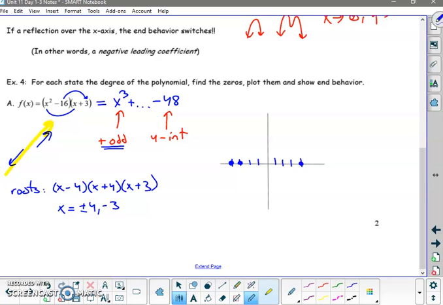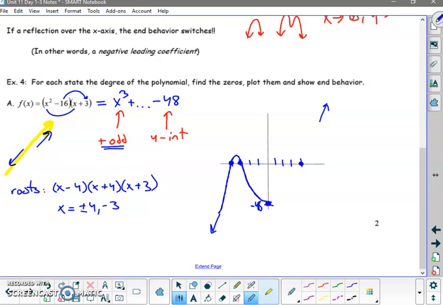I know the y-intercept is negative 48. Well, I'm not going to draw that to scale. I'm just going to put a mark down here and call that negative 48, but I know the graph has to go through there. Now, if you take a look at your tails, as x approaches negative infinity, y is going to approach negative infinity. As x approaches positive infinity, y is going to approach positive infinity. So now I need to sketch something that will connect those tails and go through all of those intercepts. So my graph's going to look like this.